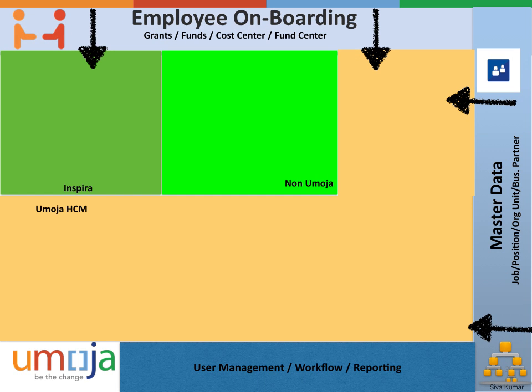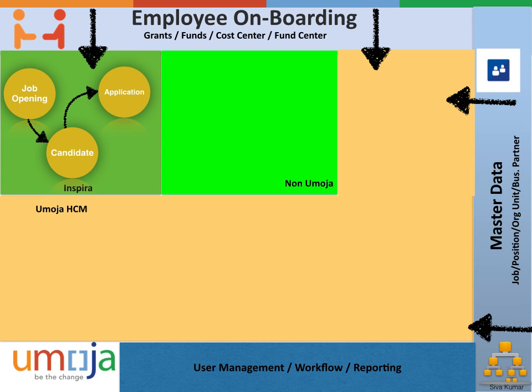For employee onboarding, I want to put again back the same paper with financial components on the top and the master data on your right side. If you see the master data right now, I changed it into job, positions, org units, and business partner instead of material, because in employee onboarding there is no master data such as material being used. And again, the quadrants, I already named them. One is coming from Inspira, a non-Umoja system, to the Umoja HCM solutions. Again, this is a very, very basic process, and for details on individual processes, you can refer to those processes in depth to have a clear understanding.